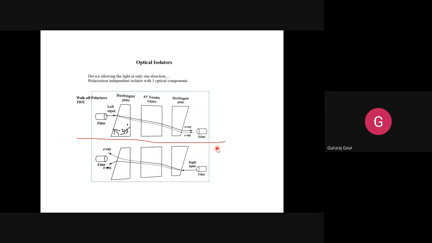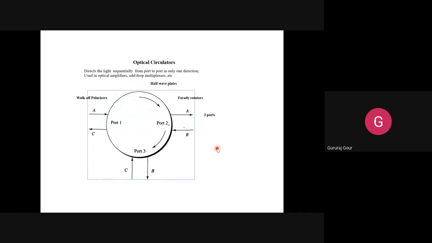So this is all about optical isolators. Next one we got optical circulators. It directs the light sequentially from port to port, 1 to 2, 2 to 3, 3 to 1 like that. Actually used in optical amplifiers and add drop multiplexers. This one application we can see after this one.